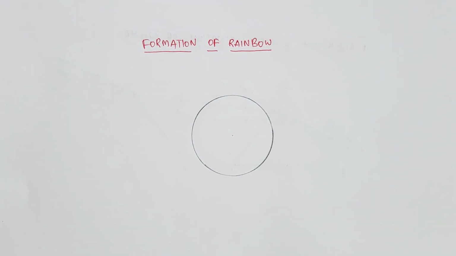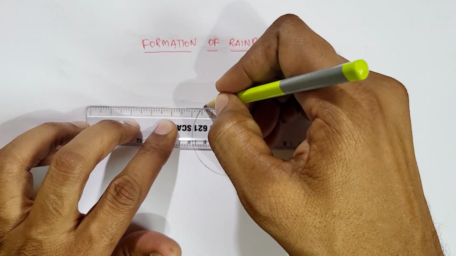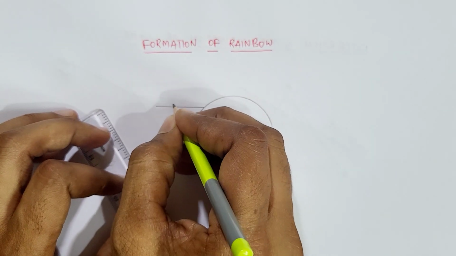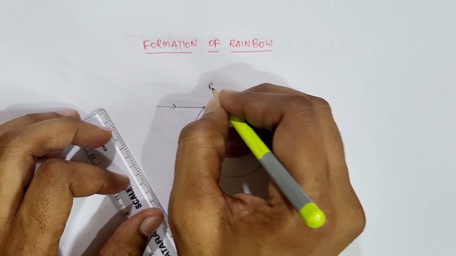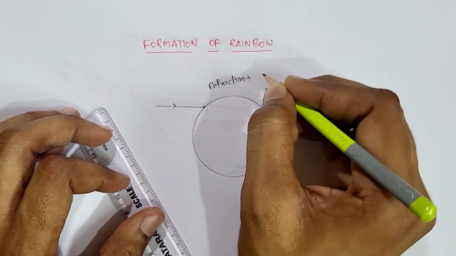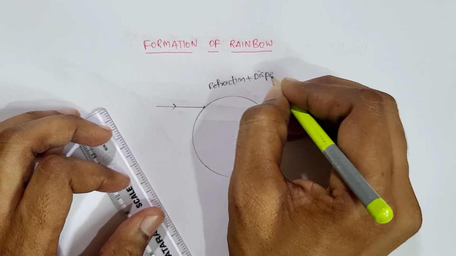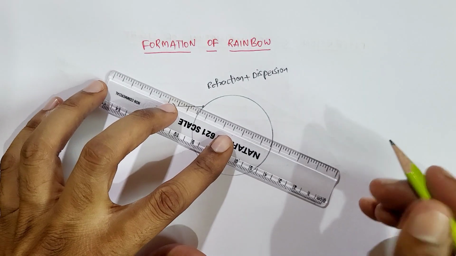And now for this water droplet, when the white light comes and falls, what happens here? Here white light is coming and falling. Here refraction plus dispersion will take place, and the light ray will go through.